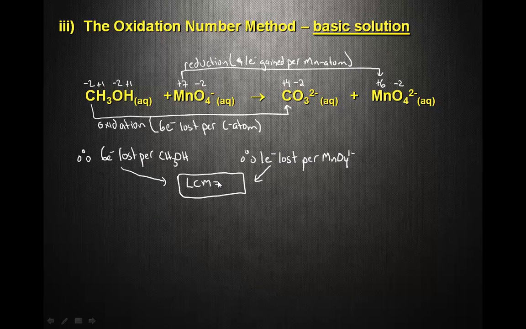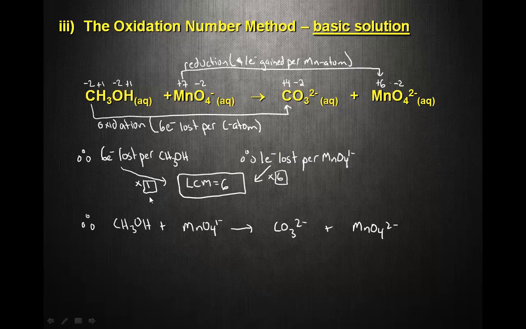And our LCM in this case, 6 times 1 is 6. And to get to 6, we need to multiply 1 by 6. And to get to 6, we need to multiply 6 by 1. And you know by now that these numbers in the square boxes are now my coefficients for my reactants, the lowest possible coefficient. So if I write out my reaction from above, I can write in my coefficients. So this is just 1. And we don't usually write a 1, so let's assume that there's a 1 there. And for MnO4, it is a 6.